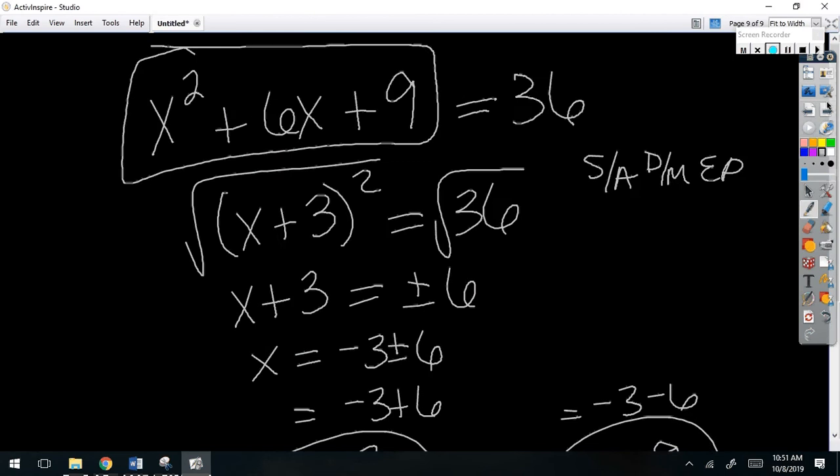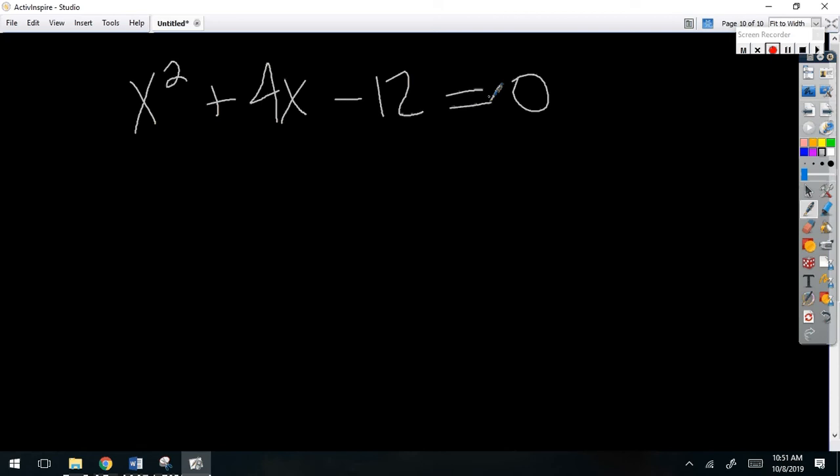Let's say then that I have this equation. Is that a perfect square trinomial? I don't want one that can be factored. Let's say we don't want to factor it, okay? We want to complete the square. We know we want to complete the square.